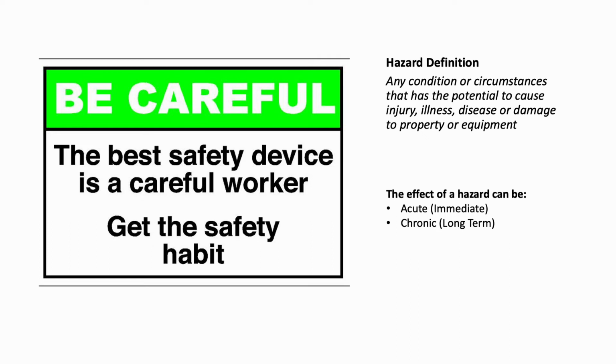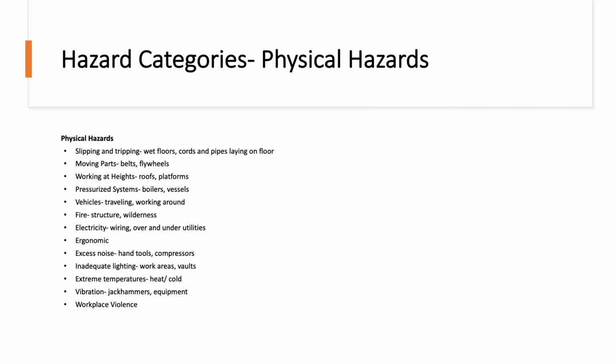Hazard definition. Any condition or circumstances that has the potential to cause injury, illness, disease, or damage to property or equipment. The effect of a hazard can be acute, which is immediate, or chronic, which is long-term. Hazard categories. Physical hazards.